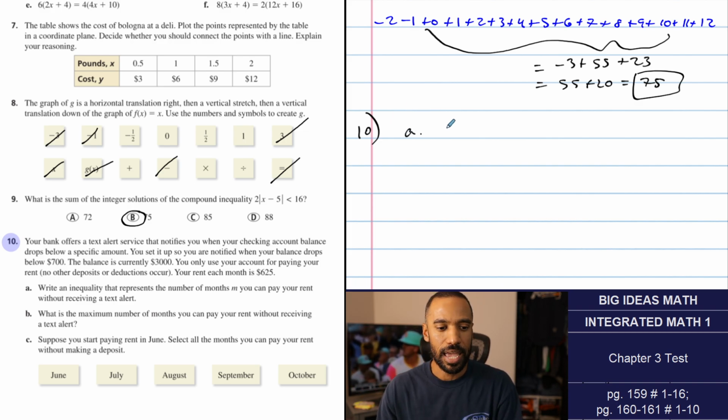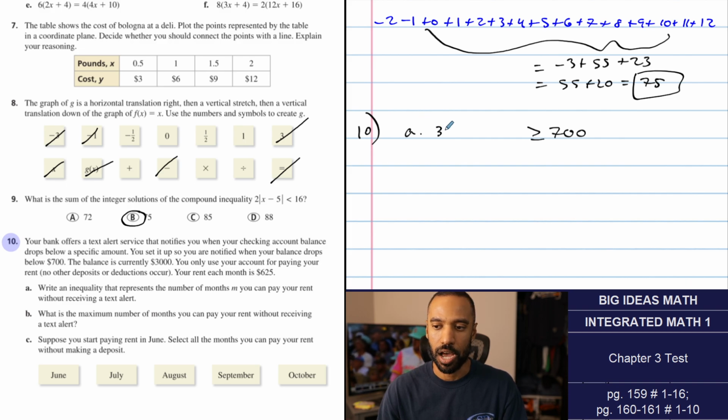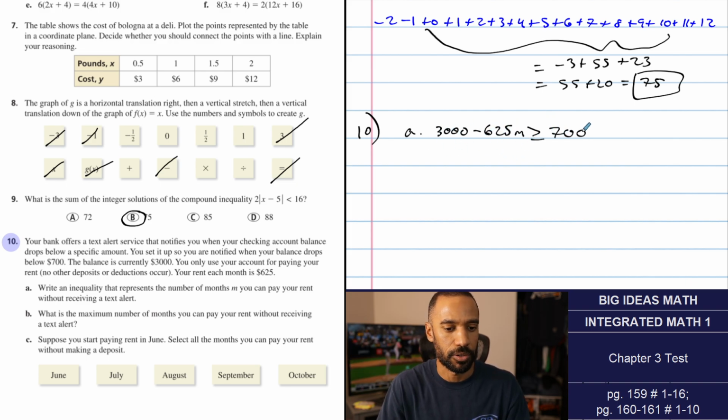Part A says write an inequality that represents the number of months M you can pay your rent without receiving a full text alert. We need our balance to stay above $700, or at $700. It says only when it drops below do you get an alert. So we have to stay greater than or equal to this. We have $3,000 in balance, and we deduct $625 every month for M months. Here's our setup. This is the money that needs to stay above or equal to $700.